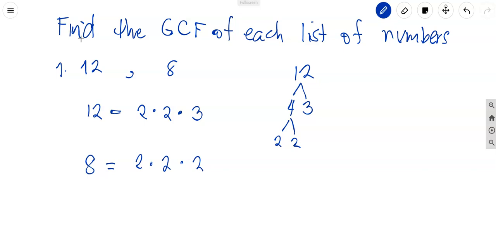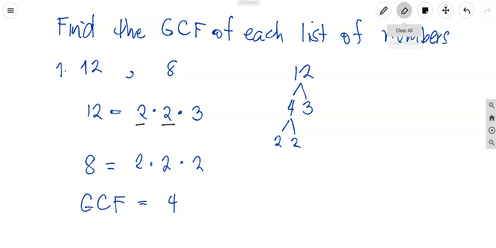So what we are going to do is get the common prime factors, and then multiply them, or find the product of all common factors. Here the common factors are 2 and 2, and then we get the product of the two common factors. So the GCF equals 4. The common factor of 12 and 8 is equal to 4.